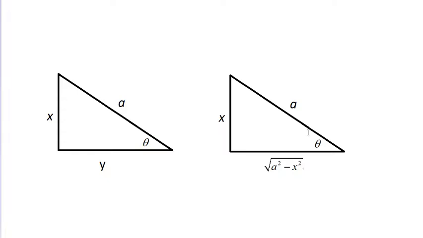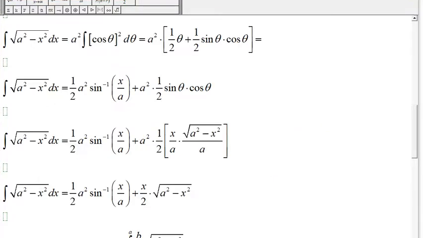And we know the sine of theta is x over a, and then the cosine of theta is adjacent over hypotenuse. So the cosine of theta will be the square root of a squared minus x squared over a. And so back here we get a squared times 1/2. Sine of theta is x over a. Cosine of theta is the square root of a squared minus x squared over a.